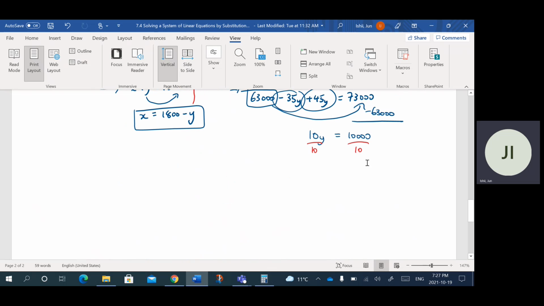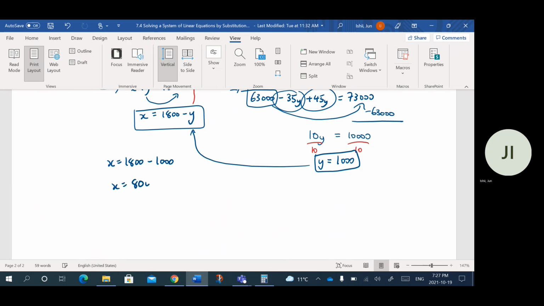Okay, so 10y, divide both sides by 10, y is going to equal 1,000. Okay, so that's the value of y. To get x, we're going to take this and plug it in here. So x is going to equal 1,800 minus, and our y value here was 1,000. X is going to equal 800. All right, so those are our two values for x and y.